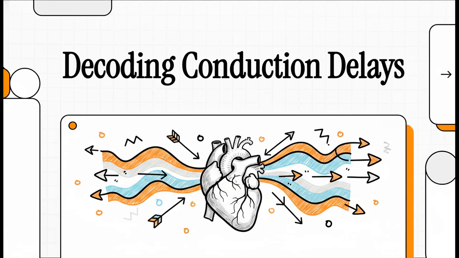Today, we're going to get into something really cool, decoding conduction blocks on an ECG. And look, we're going to go way beyond just basic pattern recognition. The goal here is to really start thinking like the heart's own electrical system, to understand the story it's trying to tell us, one vector at a time.